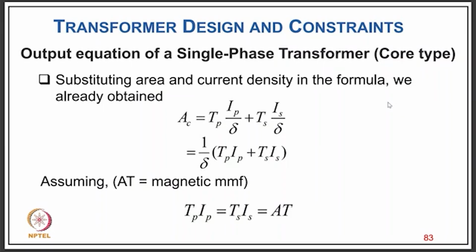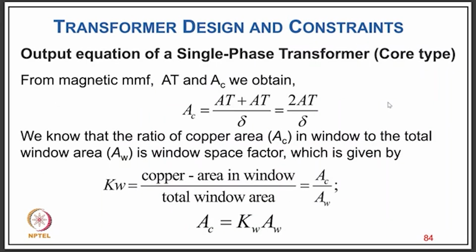So it comes equal to 1 upon delta, that's the current density, in bracket TP IP plus TS IS. Considering the AT as the total magnetic flux MMF, TS IS equal to TP IP equal to AT, if we define it. So we can call it the AT from the magnetic circuit, and AC can be obtained. So AC can be AT plus AT divided by delta, of course neglecting the magnetizing current here, that is equal to 280 upon delta.